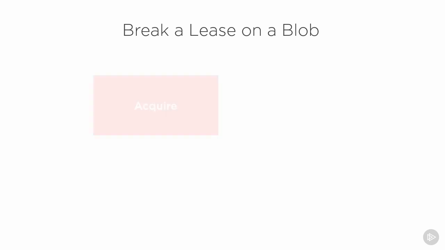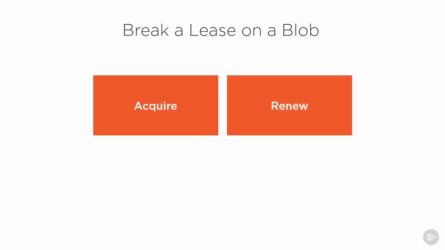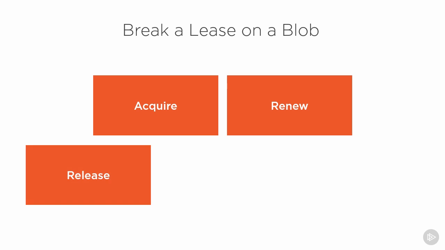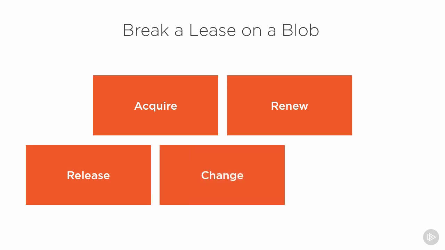In this module you learned how to acquire a lease, how to renew a lease, and how to release a lease. On a Blob you can also change the lease ID with the change lease async method. This can be useful if a lease ID is passed from one component to another one. Then that second component can change the lease ID to ensure that the first component does not have access anymore.